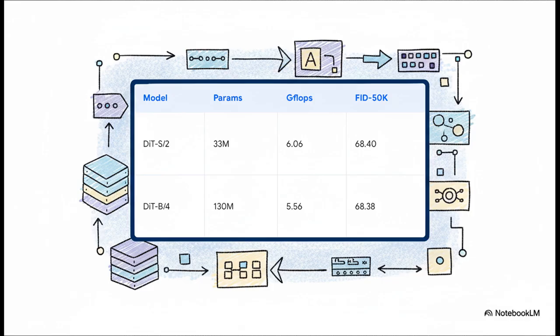I mean, look at this. Compare this small DiT model with a patch size of 2 against the base model with a patch size of 4. The base model has 4 times the parameters. 130 million versus 33 million. You'd expect it to be way better, right? But look at the FID scores. They are basically identical. And the reason just jumps off the page when you look at the G-flops column. The amount of compute they do is almost the same. This is such a clear, powerful piece of evidence that it's the compute that matters, not the parameter count.